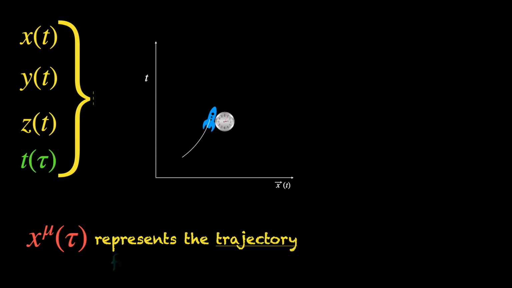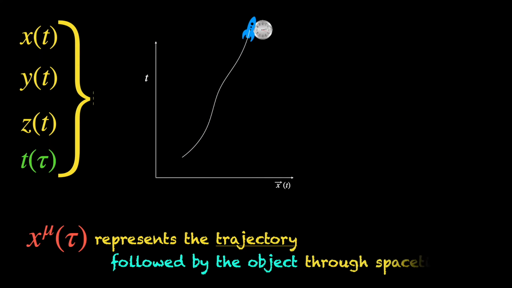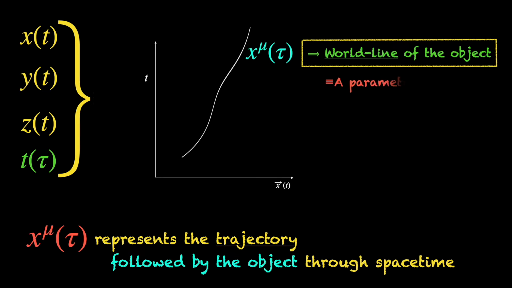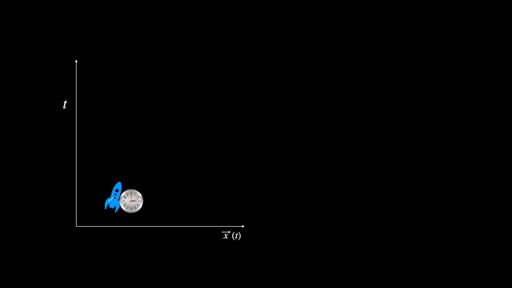The trajectory followed by the object through space-time, otherwise known as the world line of the object. In the pedantic language, it is a parametrized curve with the object's clock time, the proper time tau, acting as a parameter. Successive values of the tau parameter will take you to all the space-time coordinate points or event points that the object is moving through.